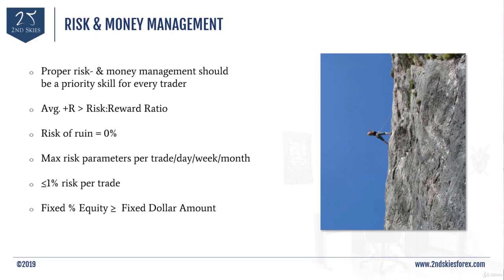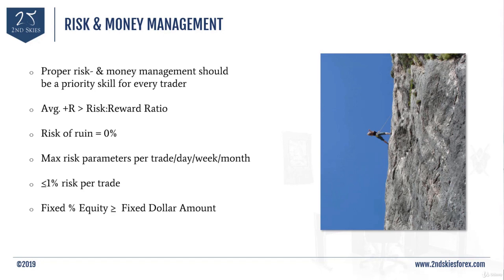So drilling this into your head: proper risk and money management, kind of like in the picture, is like having a good rope and a good fix to the mountain. Without that, it's like not having any rope. Now, you're going to learn a lot of terms here in this slide and a few slides forward, so don't feel like you have to get it all right off the bat. We're going to introduce you to a lot of risk and money management terms, and so let's go over them.